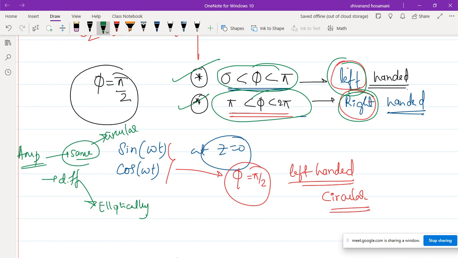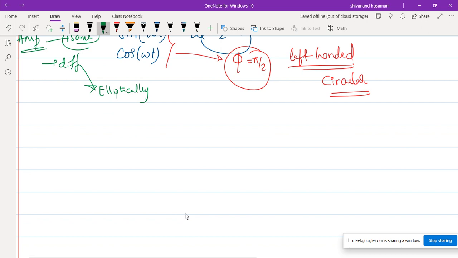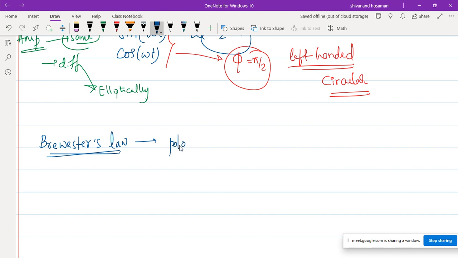Now another concept is there, that is Brewster's law of polarization. How do you define Brewster's law? Brewster's law is defined for polarization by reflection actually. So, polarization by reflection.